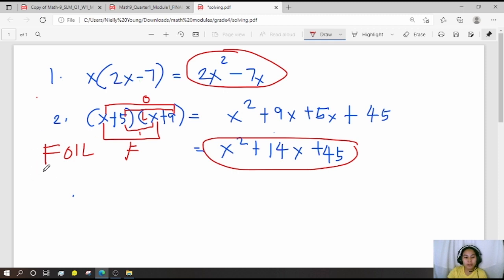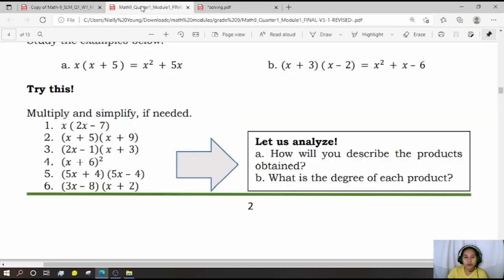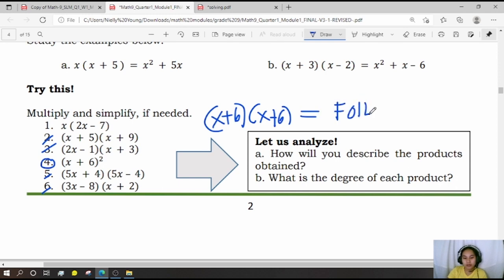Okay? Huwag kalimutan mag-apply ng FOIL method. Ito yung pinakamadali, FOIL method. So, the same lang sa number 3. Okay, 2 and 3 are the same, 5 and also 6. So, number 4, since that is parenthesis x plus 6 raised to 2, we will just make it x plus 6 times x plus 6, the same as parenthesis x plus 6 squared. So, apply mo lang din po yung FOIL method. So, ayan, tapos ka na.